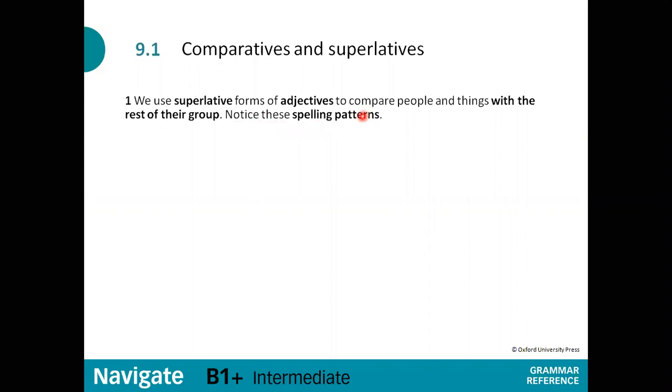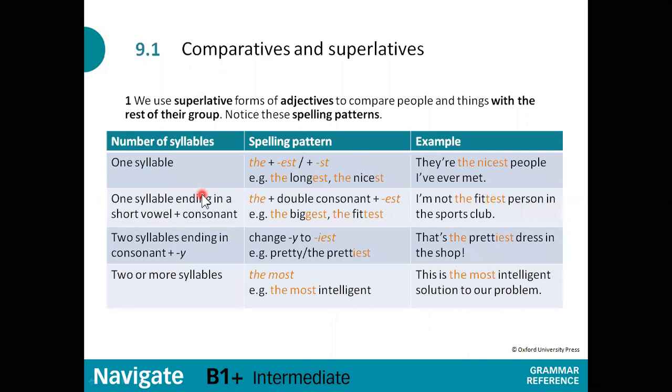So notice these spelling patterns. Superlative adjectives also have spelling patterns. They are like comparative adjectives. Let's go through this table. So number of syllables, here you can see the spelling pattern, and an example in this column. All right, one syllable adjectives, they take est or st after them, but you should use the definite article the before the superlative adjective.